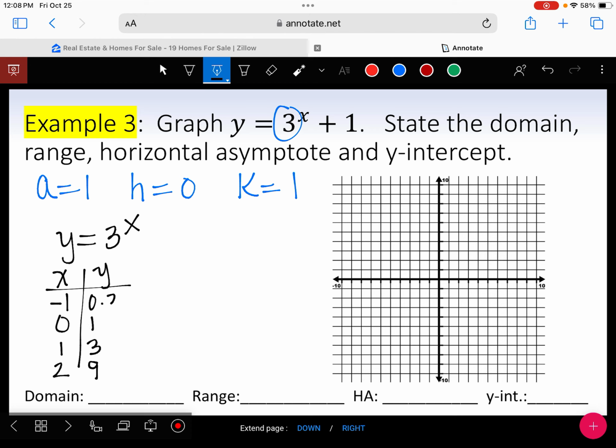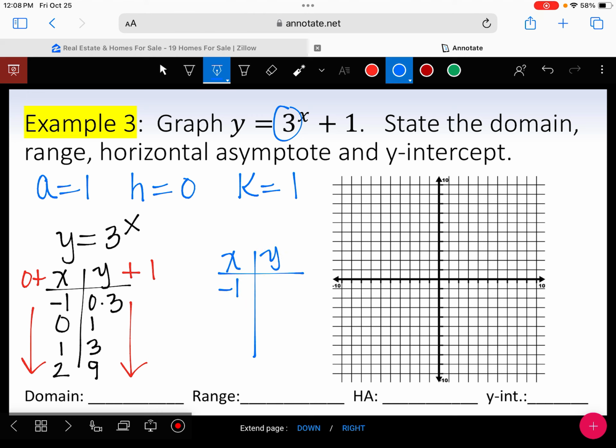All right. And we're only making one change. And that's adding 1. Because h is 0, so adding 0, that doesn't change anything. So my x values are going to stay the same. And then for my y values, I'm multiplying it by 1, which doesn't change anything. But I'm also adding 1, which will change it. So let's make our table.